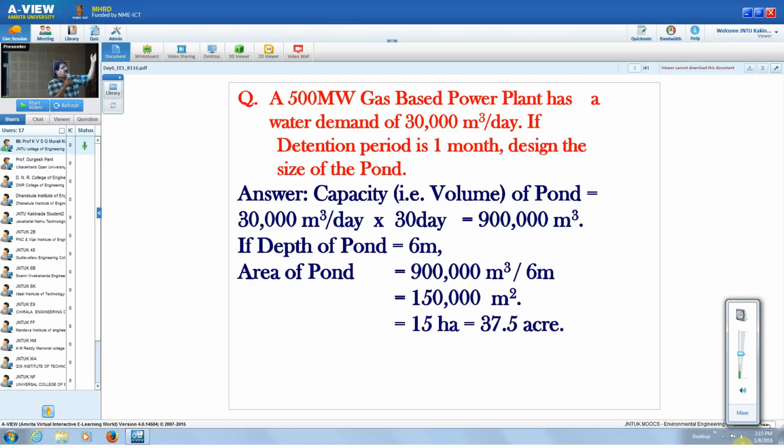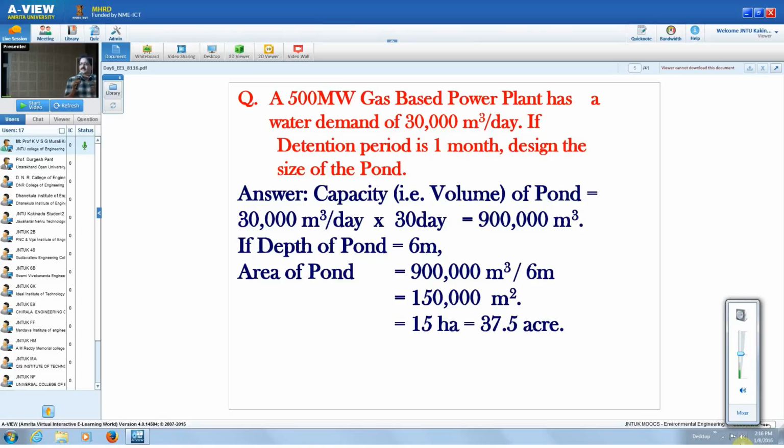So, take a gas-based power plant of 500 megawatt. I have taken this because GVK Gautami in East Godavari district, one of the 11 gas-based power plants in East Godavari district, is a 500 megawatt power plant. It requires about 30,000 meter cube per day.